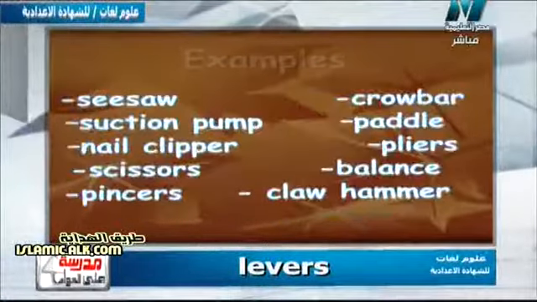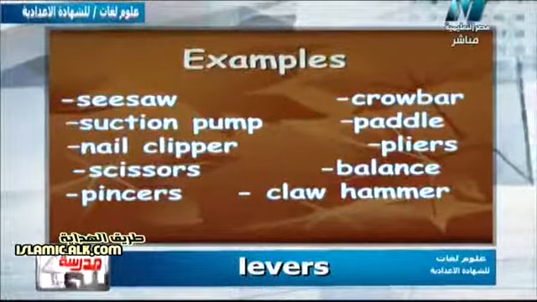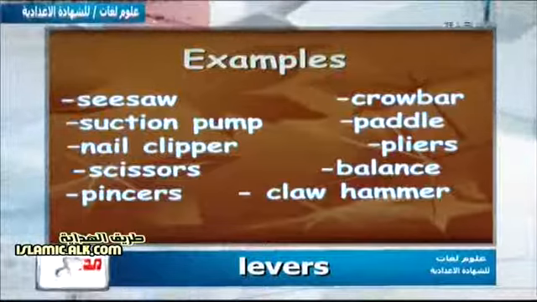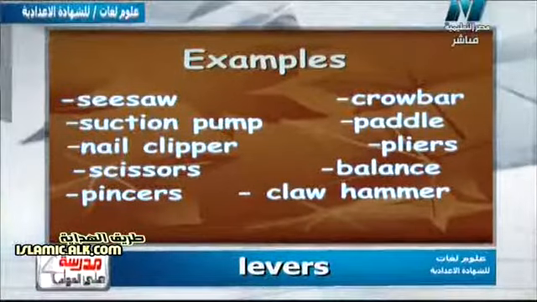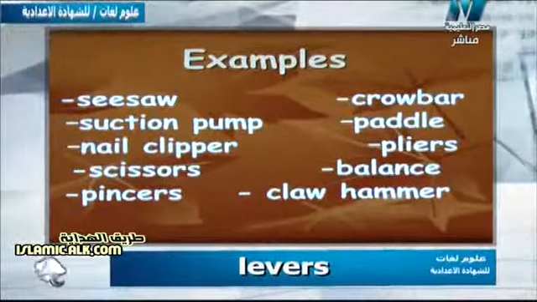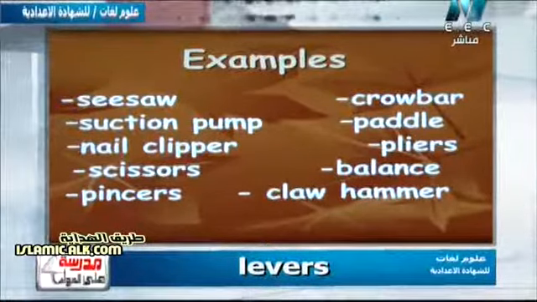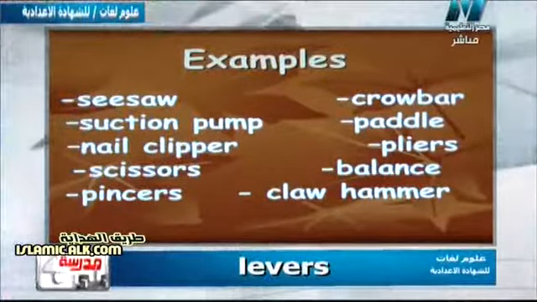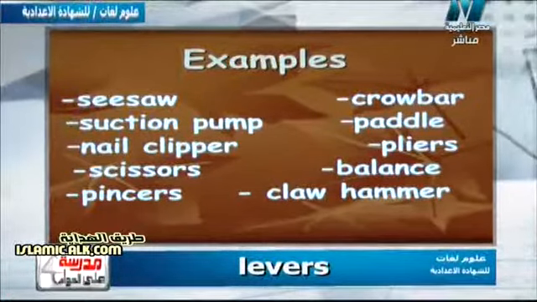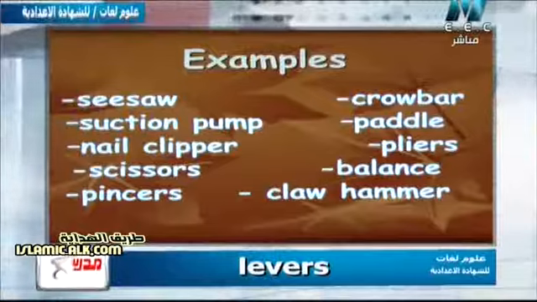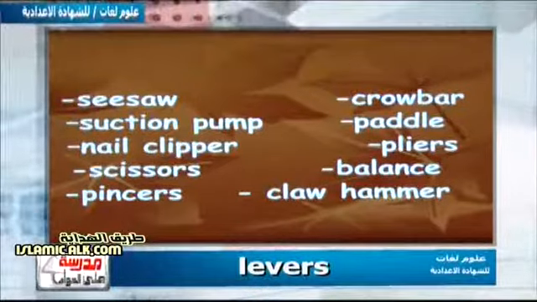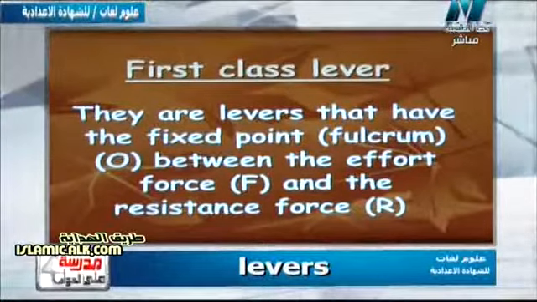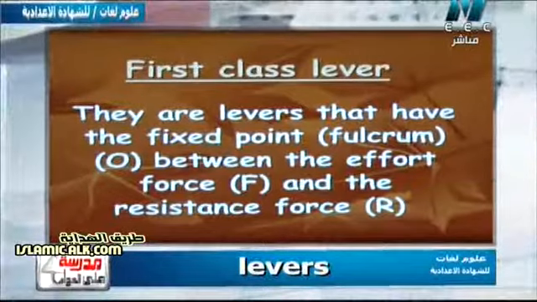What about those first class levers? Like the seesaw، الأرجوحة, crowbar العتلة، suction pump طلمبة المياه، المجداف أو مجداف المركب، nail clipper قلامة الأظافر، pliers الكماشة، scissors المقص، balance الميزان، pincers البنسة، claw hammer خلاعة المسامير. So again what's meant by first class lever؟ إيه هو أول نوع من الروافع؟ It has a very important definition. هي الليفر اللي عندها الفالكرم بين الافورت فورس والريزيستنس فورس. يبقى هنا مش لازم احفظ ديفينيشن قد ما لازم افهمه.